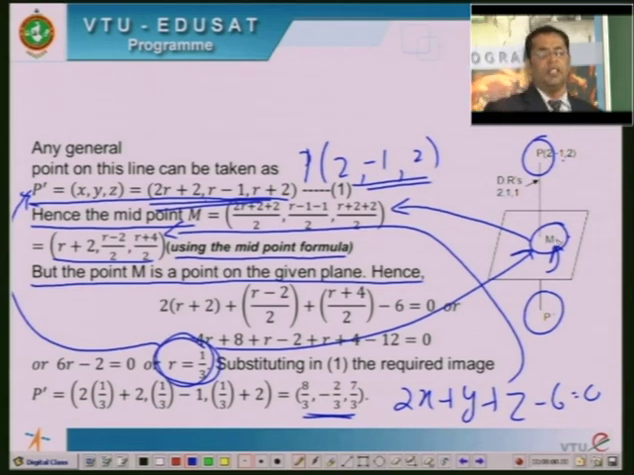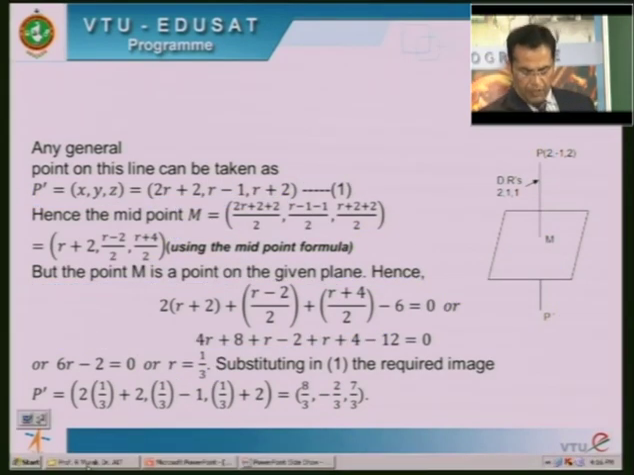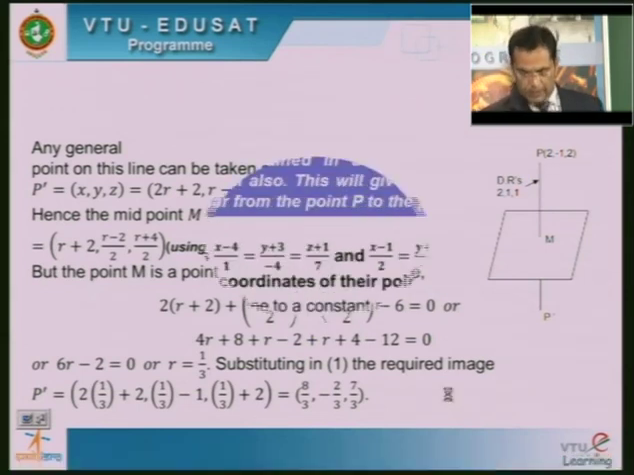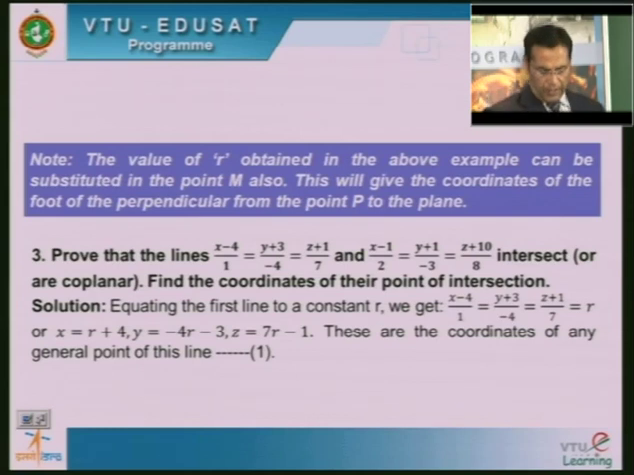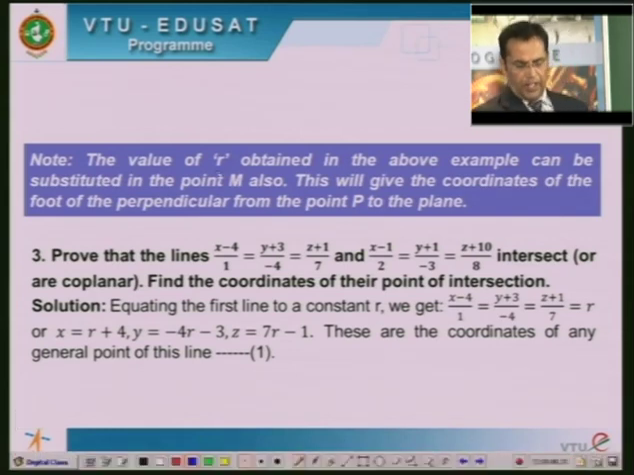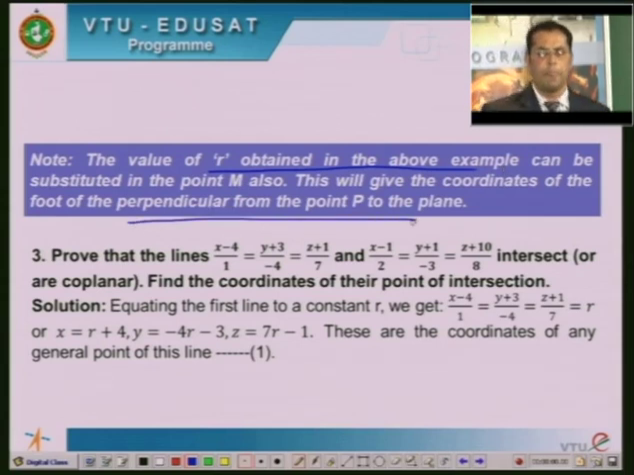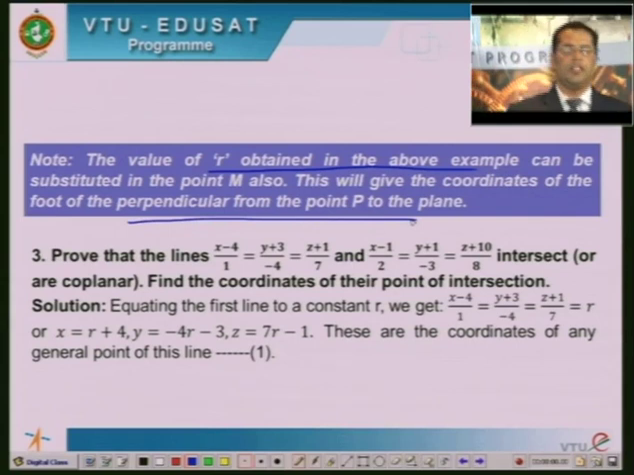Remember, an equivalent method was discussed in our earlier session. We will move further. That is what we noted, as I told you just now. The value of r obtained in the above example can be substituted in the point M also. This will give the coordinates of the foot of the perpendicular from the point P to the plane. We will move on to the next concept.